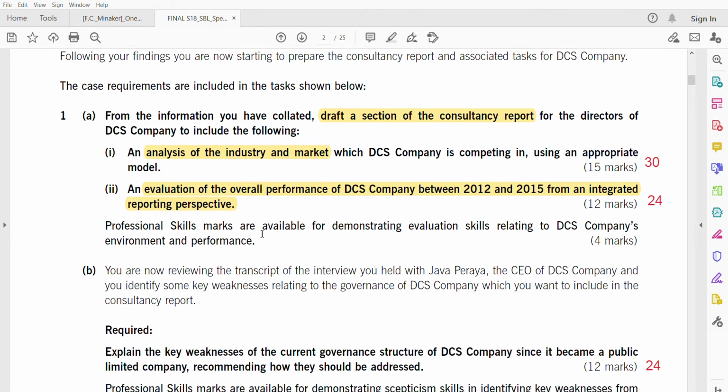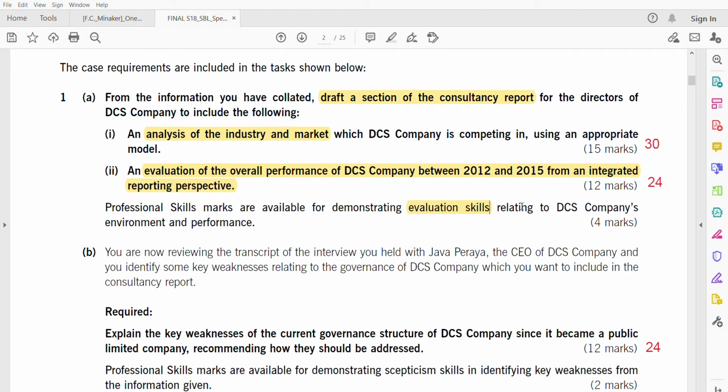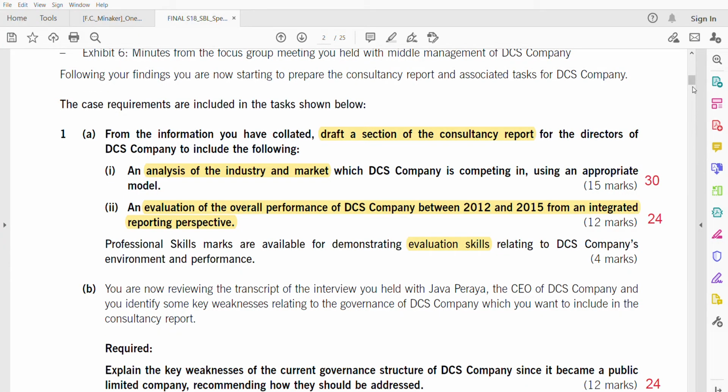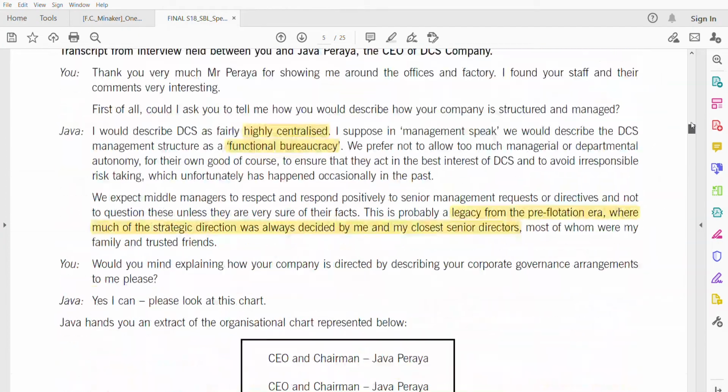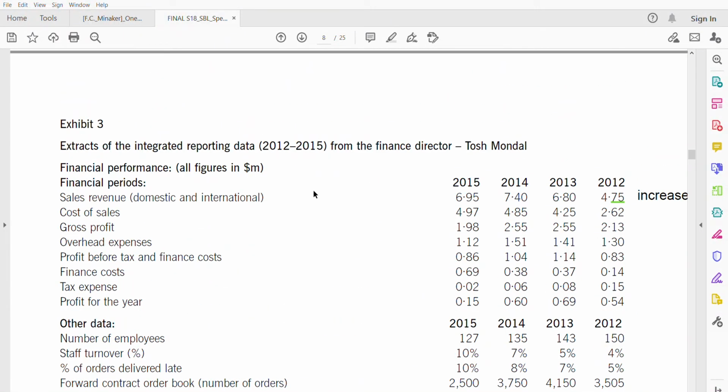Okay, so professional skills is for evaluation skills. Let's go. It's for 12 marks. So 6 capitals are there, and under each you'll be getting 2, so 6 into 2, 12 marks. If you explain 2 points or 1 point, you will get 2 marks. It's clear from this which exhibit you have to use: Exhibit 3. Let me go to Exhibit 3 and show you. Yes, exactly, Exhibit 3, the 6 capitals of integrated reporting, right? It's clear.